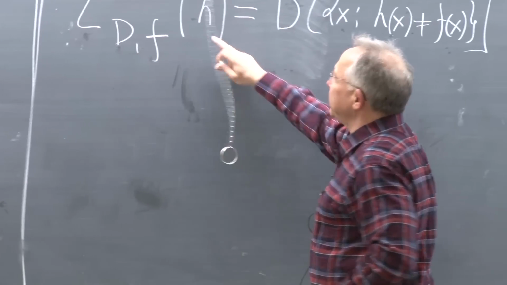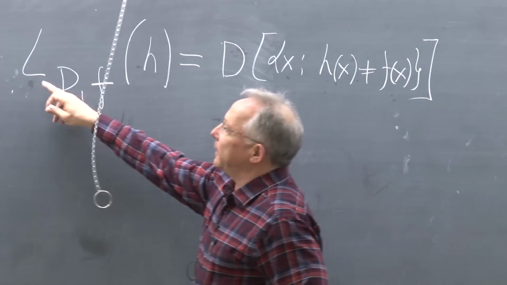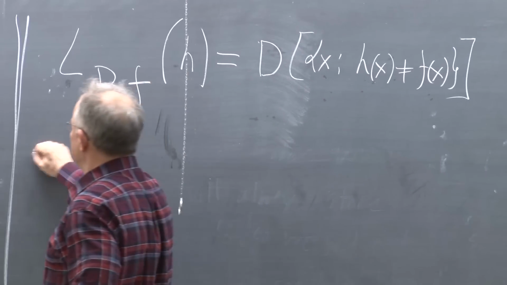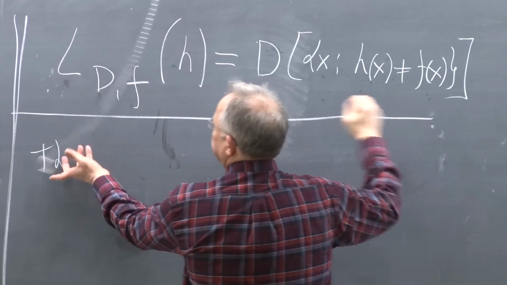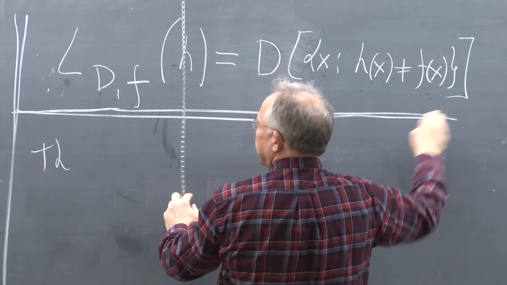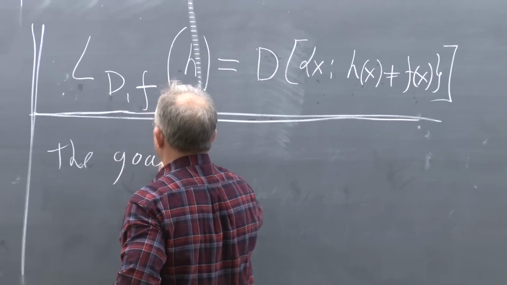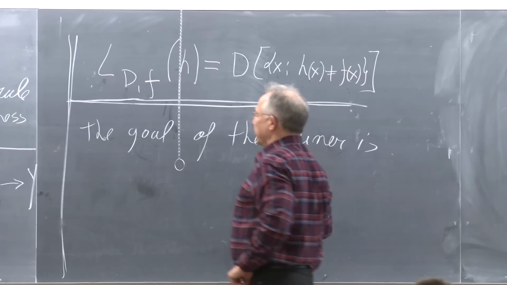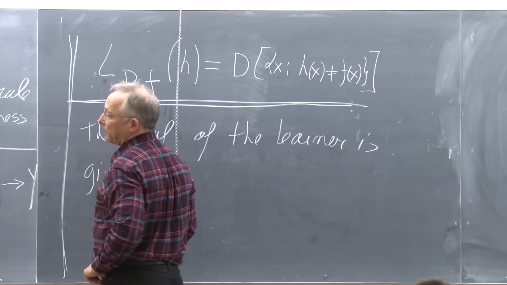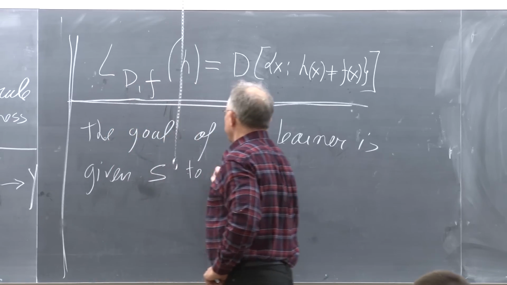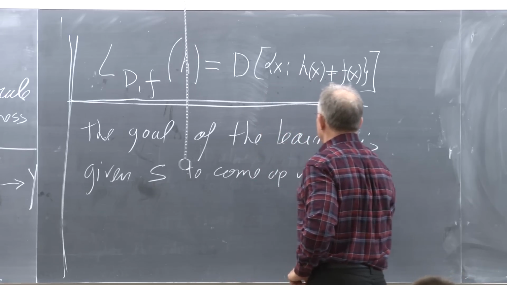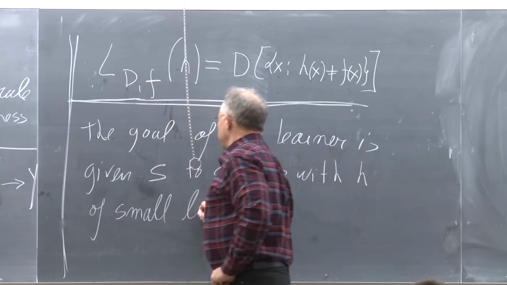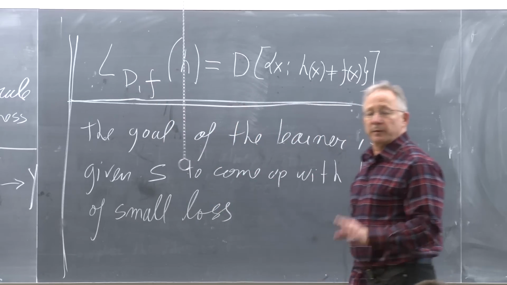So this is our notion of error, where I use the letter L to say loss. These are the rules of our game so far. So now we determined our game. What is the goal of the learner? Given S, to come up with H of small loss. That's the loss of H. That's what the learner is trying to do.